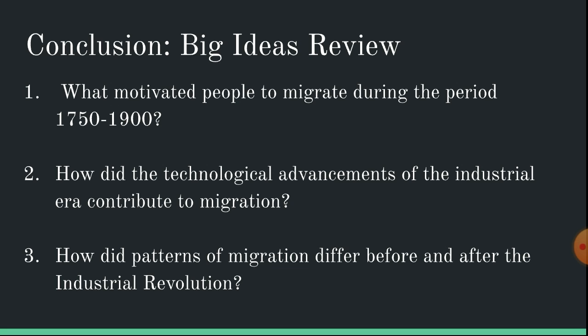Use any of the information or examples we have discussed. Number 1. What motivated people to migrate during the period 1750 to 1900? Number 2. How did the technological advancements of the industrial era contribute to migration? Number 3. How did patterns of migration differ before and after the Industrial Revolution? Have you come up with any new answers?